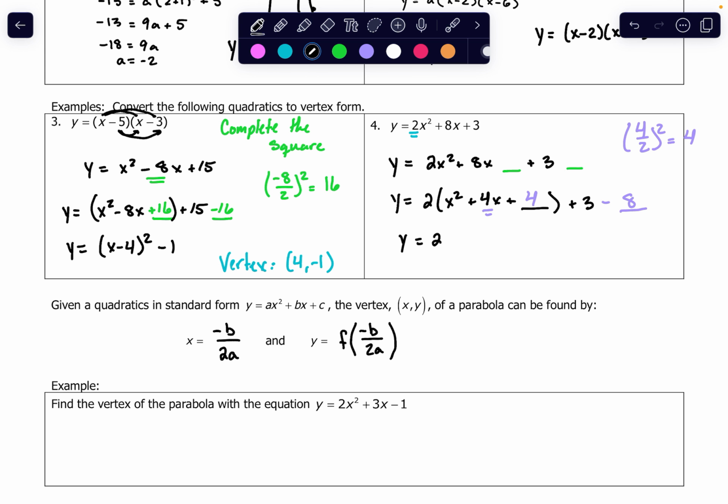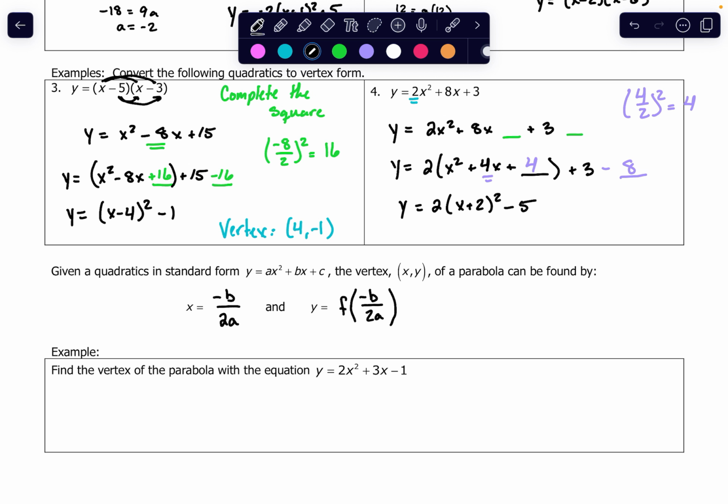This trinomial again factors. It is a perfect square trinomial, not by accident. That's the whole goal of completing the square. And we get the quantity x plus 2 squared. Simplify the outside and we get minus 5. Lucky for us, we can identify the vertex here, which is at negative 2, negative 5.